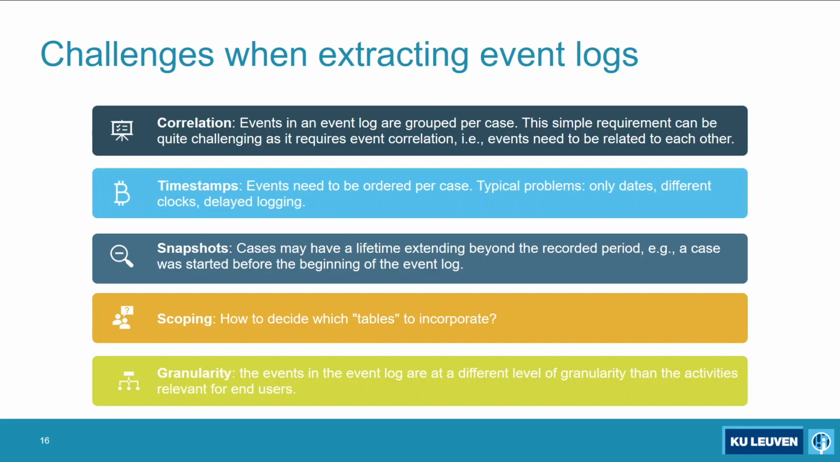Do you look at data for the past year, for the past quarter? Do you look at those order types and not those order types, etc.? So there are different choices that you need to make. And they basically refer to the question of which tables to incorporate or how to scope your analysis.